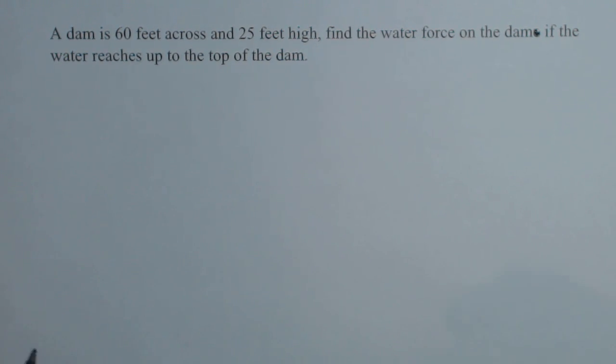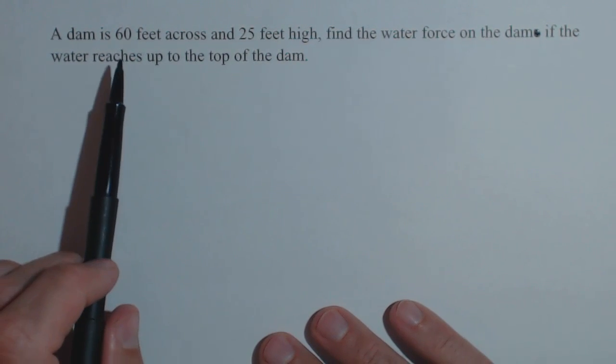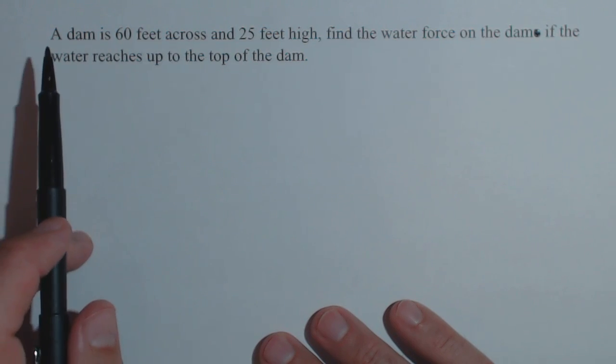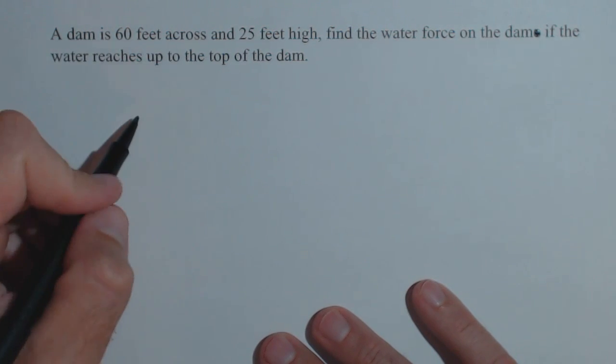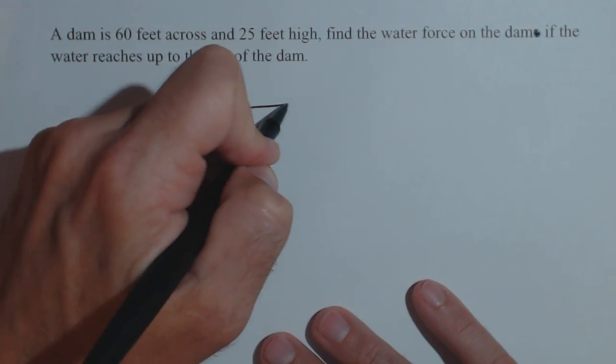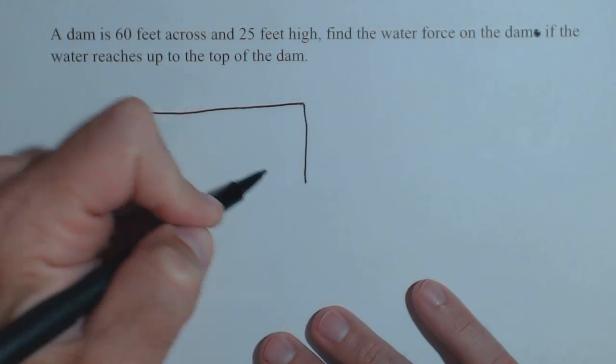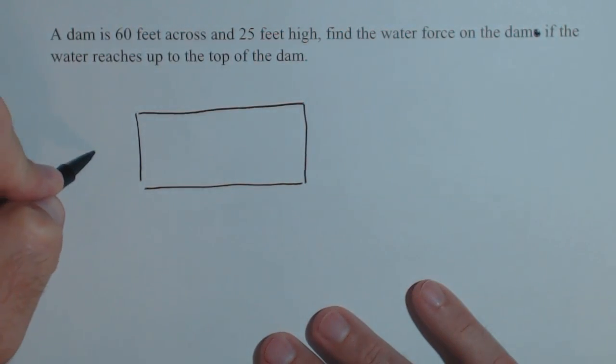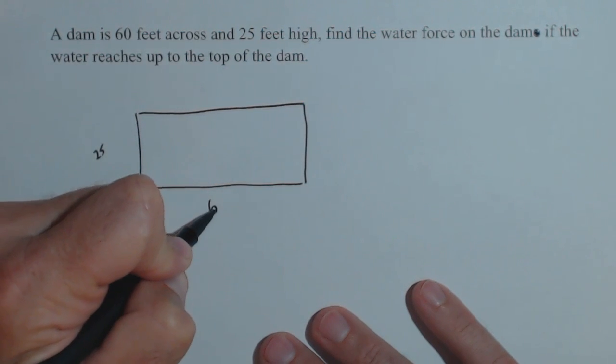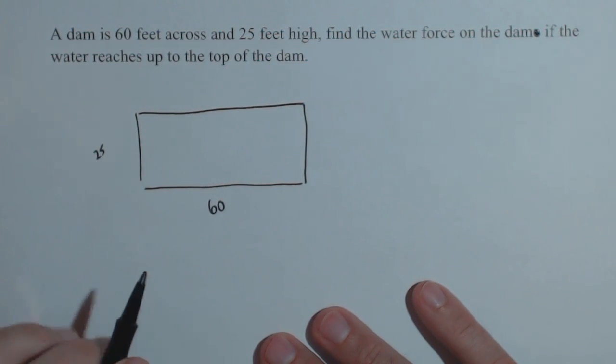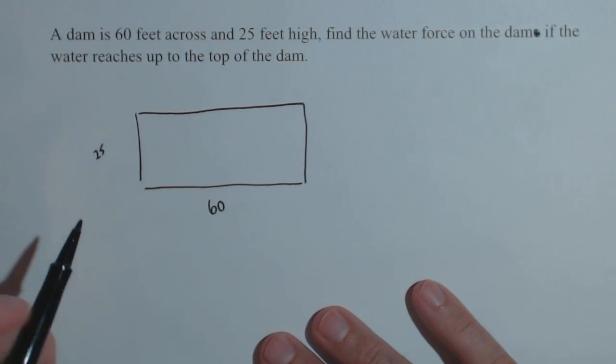In this video, we're going to look at finding the fluid pressure, the force of a fluid against a surface. And what we have now is a dam that is 60 feet across and 25 feet high. This is just rectangular, so this is one of our more basic cases. But let's talk a little bit about the way this works.